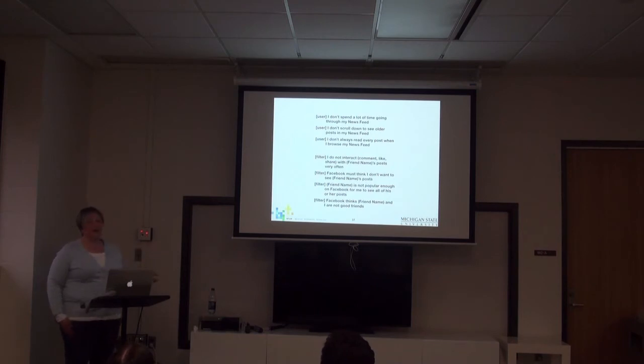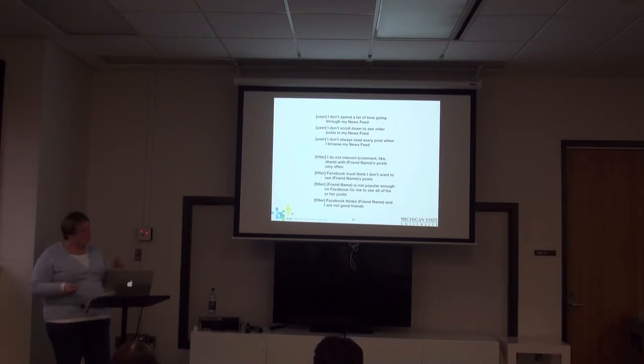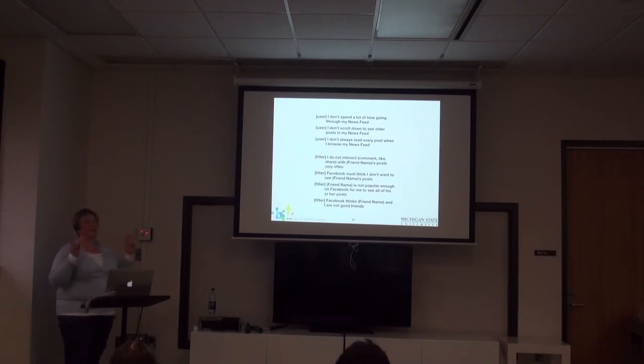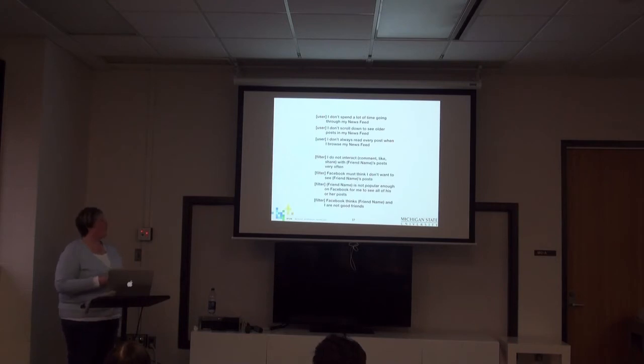So some of them are related to the user's own behavior. So I don't spend a lot of time going through my newsfeed, and I don't scroll down to see other posts in my newsfeed, and I don't always read every post. So those are people attributing their missing posts to their own behavior. And then there were some sort of what we call filter-related beliefs. So I don't interact with my friend very often on Facebook, or Facebook must think I don't want to see this friend's posts, or Facebook thinks my friend and I are not good friends. Those are things that attribute the agency to the algorithm, not to the user.